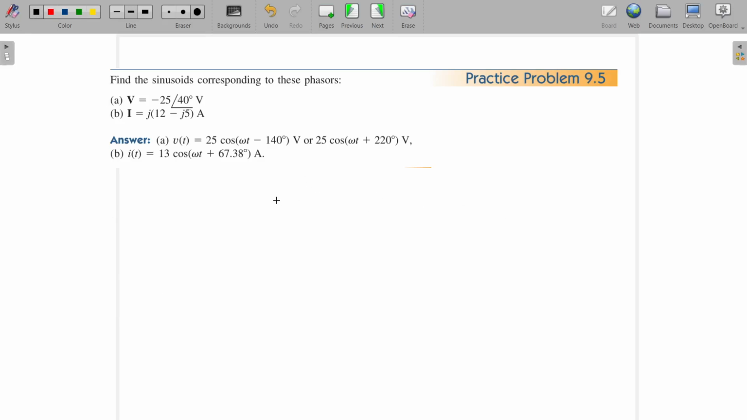Hello everybody. Now we are going to solve a problem from Fundamentals of Electric Circuits by Alexander and Sadiku's 5th edition. This is practice problem number 9.5 and we are asked to find the sinusoids corresponding to these phasors. And so the phasors are given and we need to express them in the form of sinusoids.